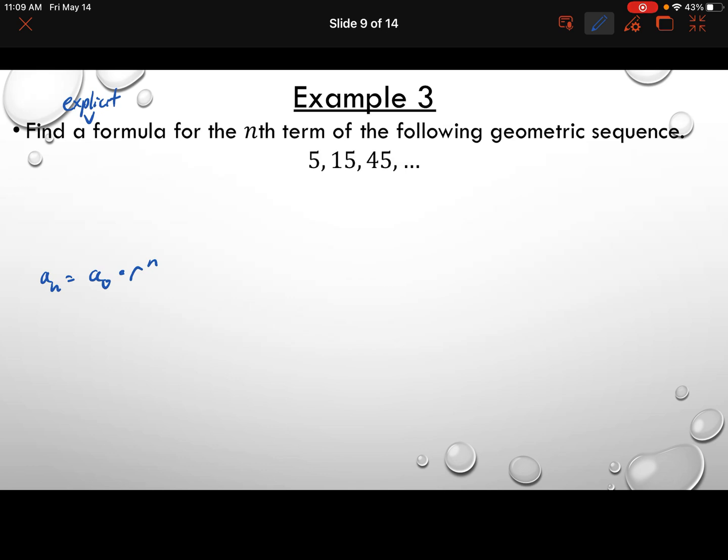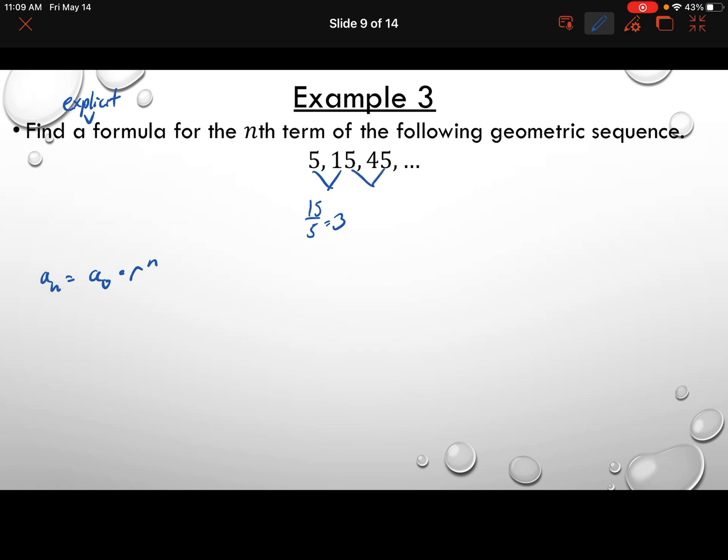Okay? But if that's something you don't see right away, or if that's something that's not clear to you, then once again, remember, we can just take the ratio of consecutive terms to determine it. So let's see if we did 5 and 15. So 15 divided by 5. Ooh, that's 3. Okay, that's a start.